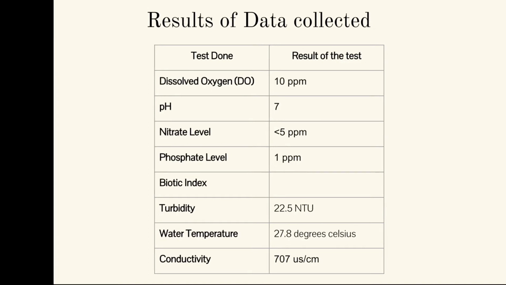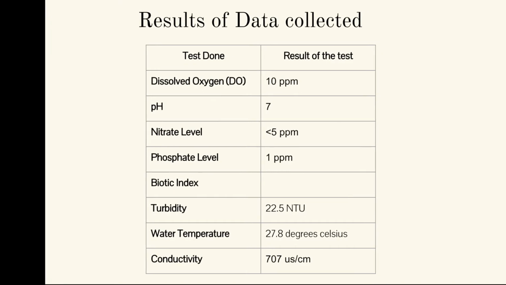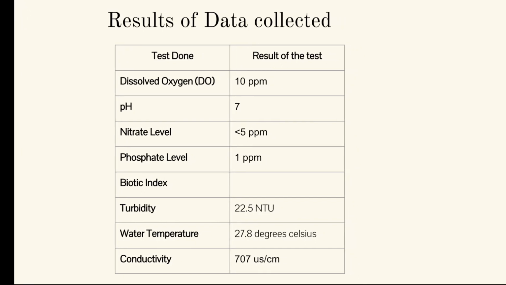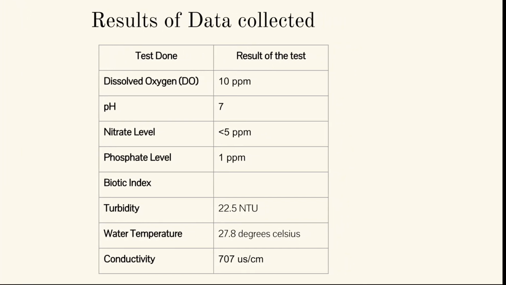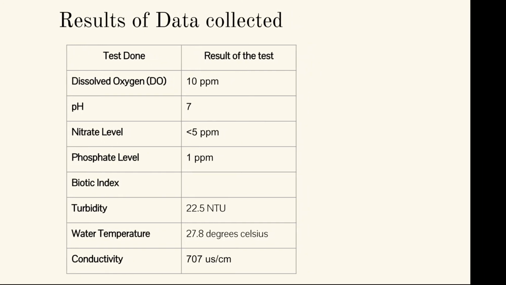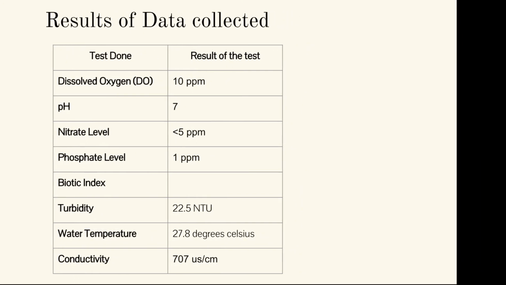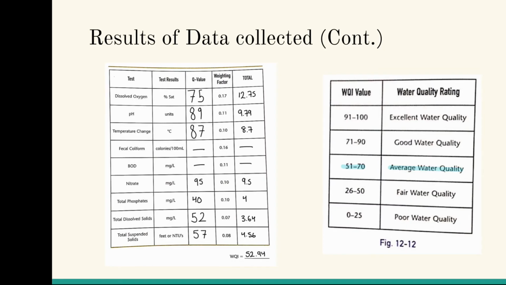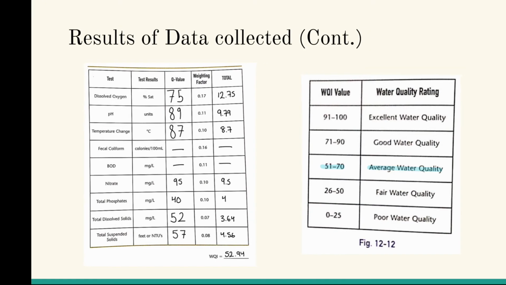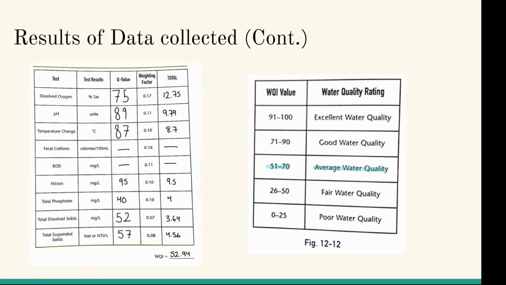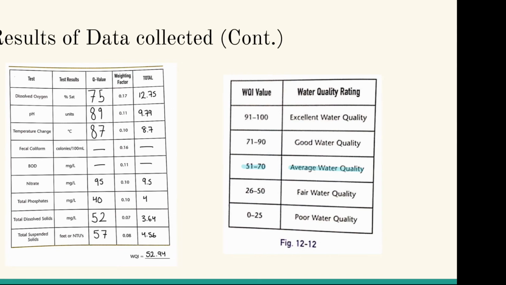For the data we collected, we had a dissolved oxygen of 10 ppm, a pH of 7, our nitrite level was less than 5, our phosphate level was 1, turbidity was 22.5, our water temperature was 27.8 degrees Celsius, and our conductivity was 707. Overall, we had a water quality index of 52.94. This falls within the average water quality rating.